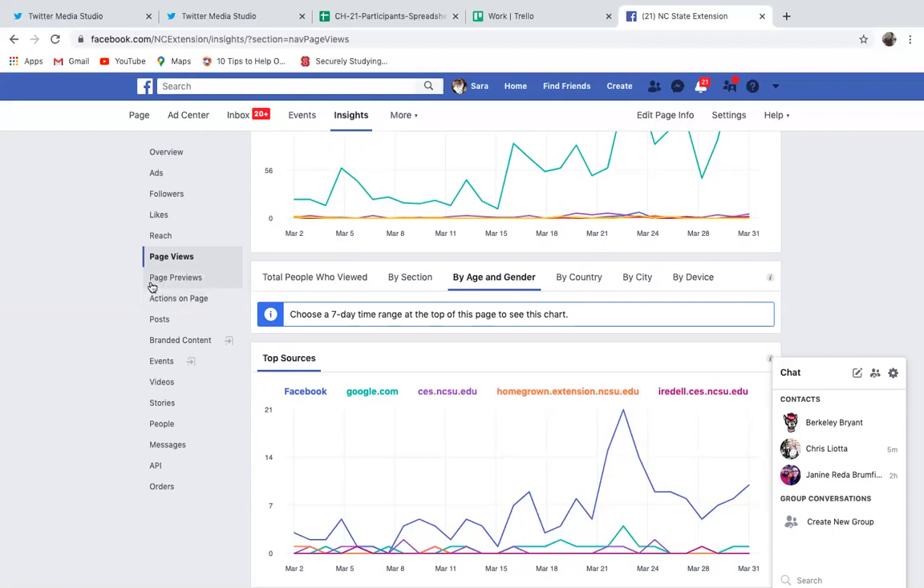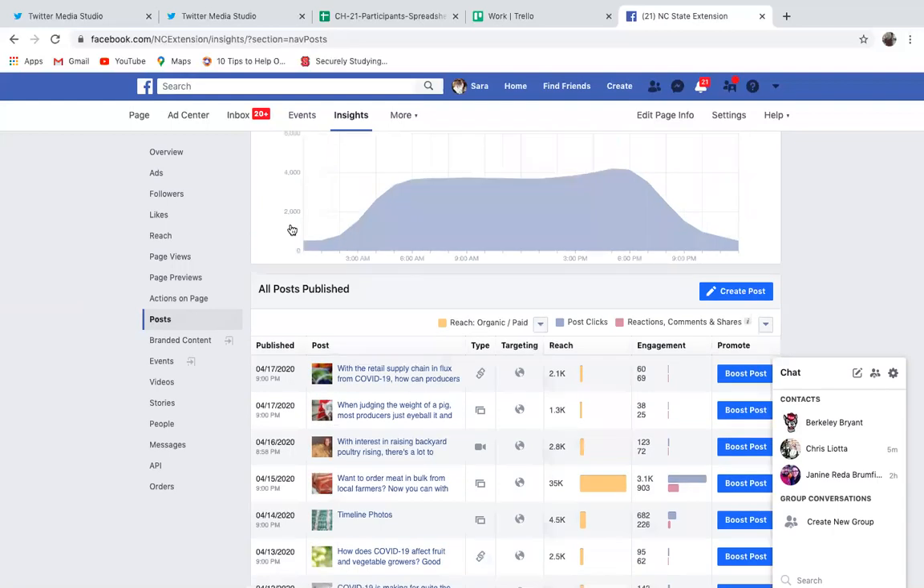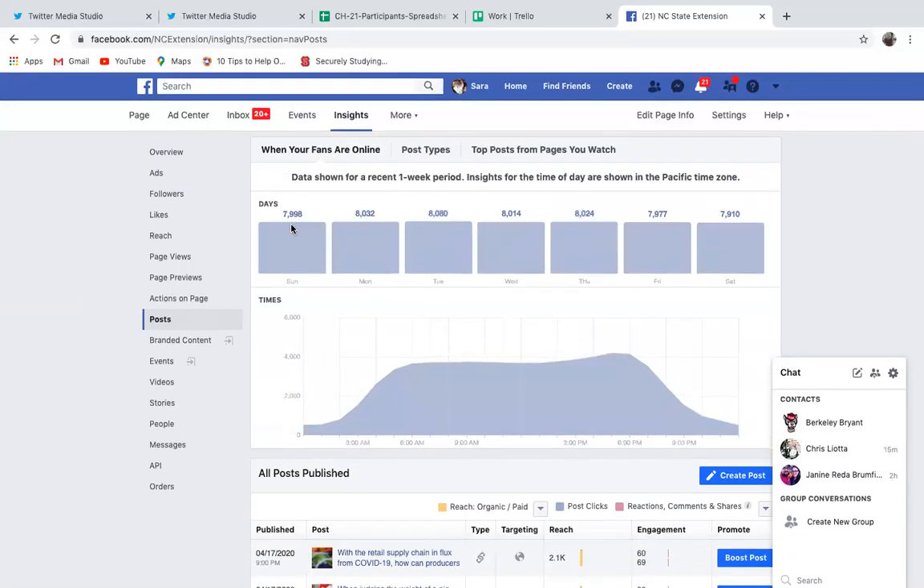On page previews, actions on page, that's not really that important for you all to worry about, but something else to look into would be posts. So you can look at when your fans are online. Right now it's set to Pacific time zone for me, so just make sure you convert this time to Eastern Standard Time.